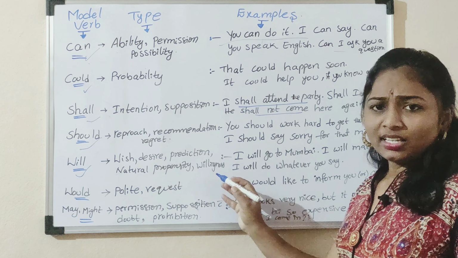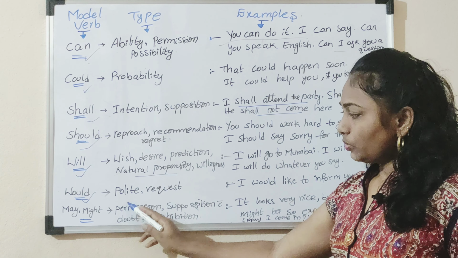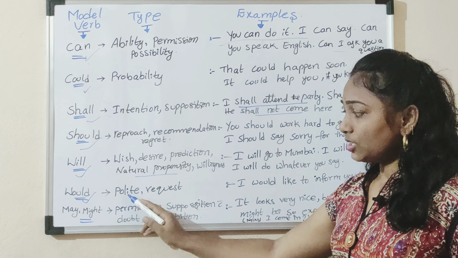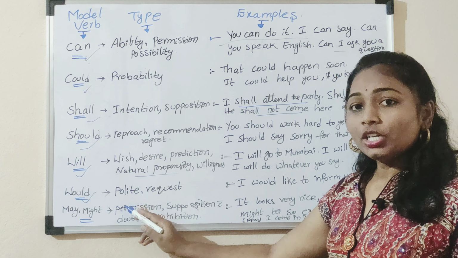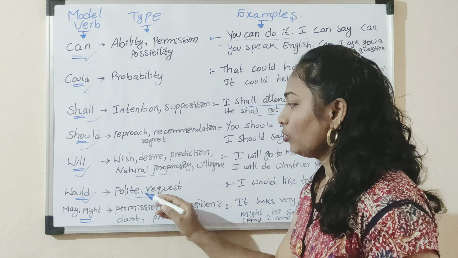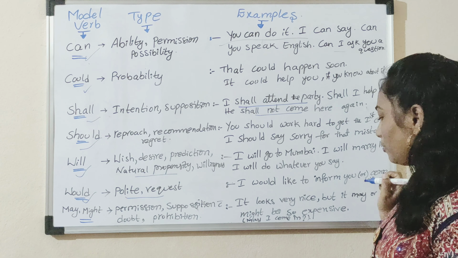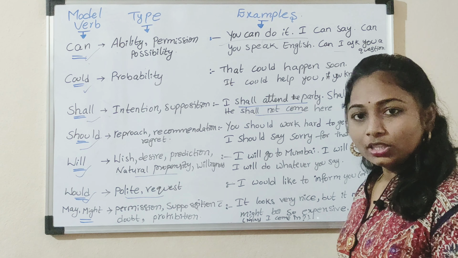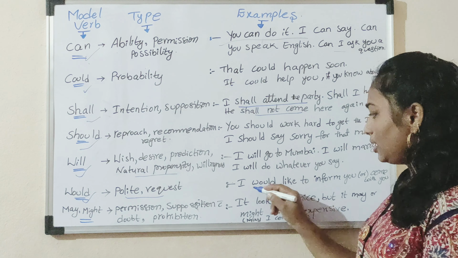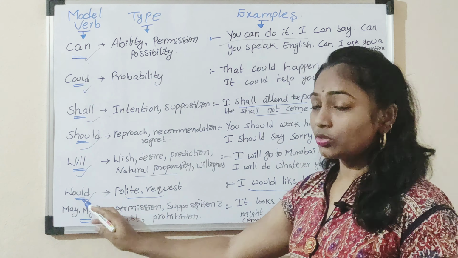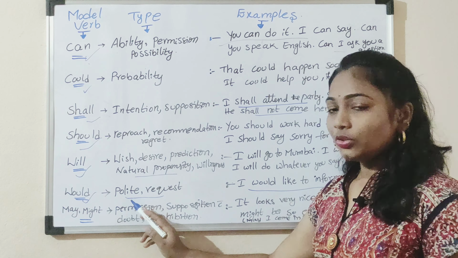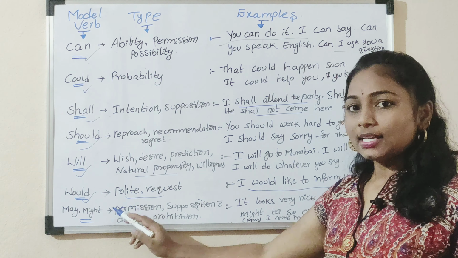Now let's go through would. You could use would in your sentence when you need to ask something in a polite manner or make a request, like I would like to inform you, or I would like to come with you. I would like to. These are the sentences telling about would. You could use would in your sentence in polite and request manners.